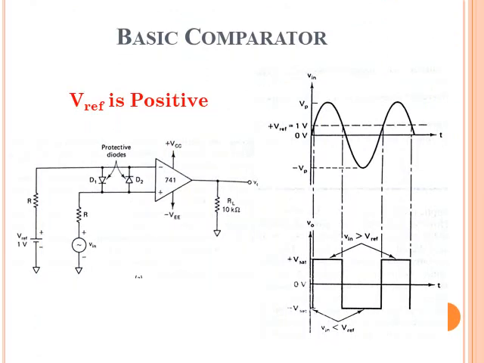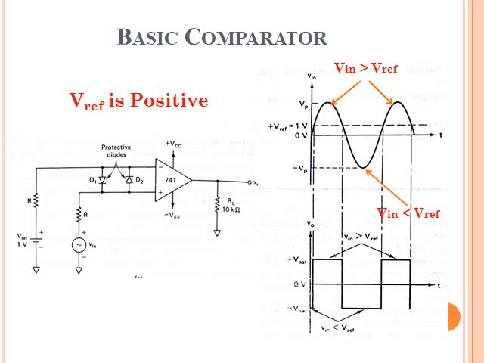This is a non-inverting comparator with positive reference voltage. As you can see in the waveform, when V reference is less than V in, you can see here with the arrowed line, V in is greater than V reference. For that case, the output voltage becomes positive because V in is applied on the non-inverting terminal.